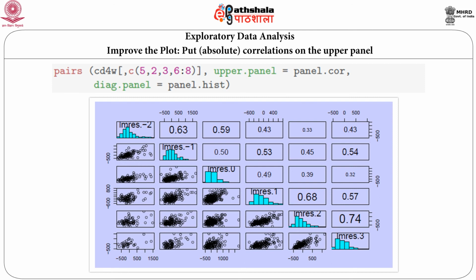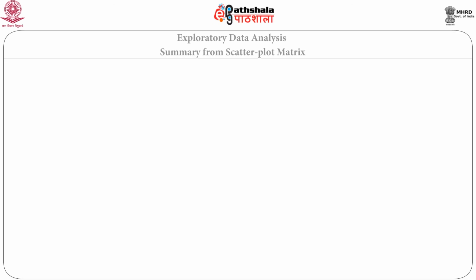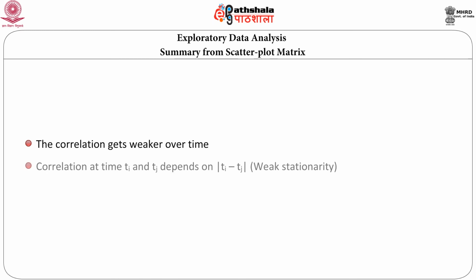We can see that as time is progressing, the strength of association is decreasing. So for closer times we have higher correlation. As time moves on, the correlation is reducing. So the correlation gets weaker over time. And it seems that for any two time points, the correlation is dependent on the absolute distance. So this might hint at something called weak stationarity.